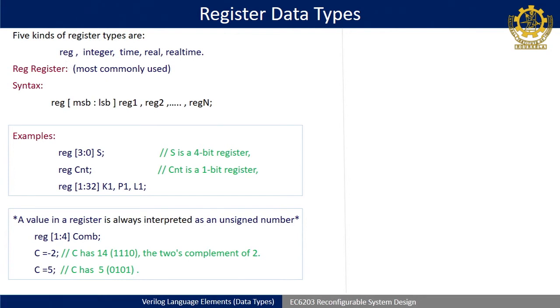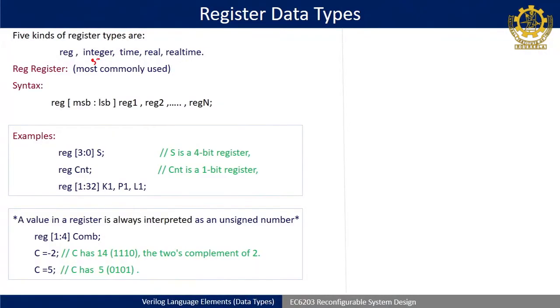And register does not have any specific bits, you can take it as a 1 bit or you can take it as a 100 bit, depends upon your requirement of the design. But integer is by default 32 bit. So, we will see integer in future. When I am writing integer a, it means a is 32 bit. But if I am writing reg, then I can write reg [32:1] a. So, now a will also become 32 bit. But you have to declare it by its MSB and LSB range.